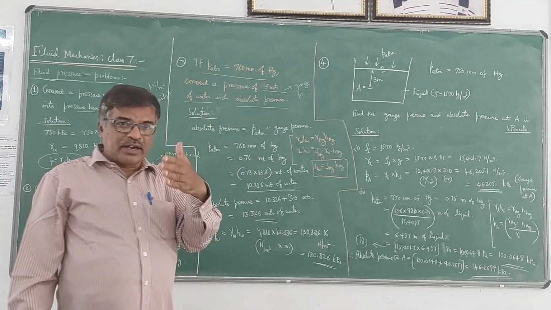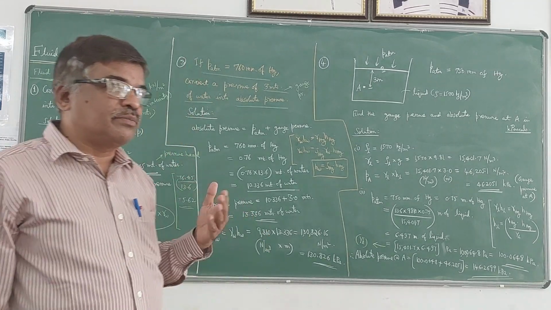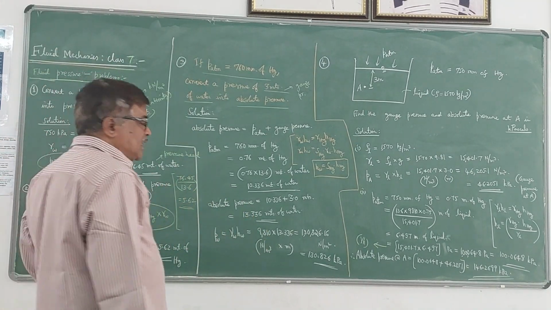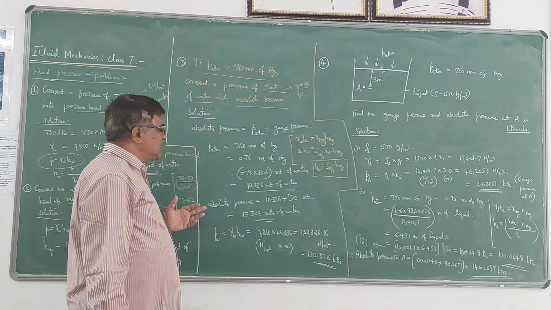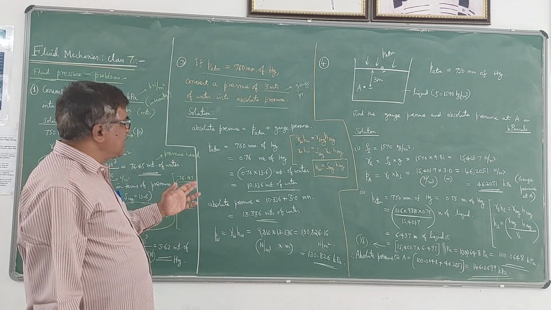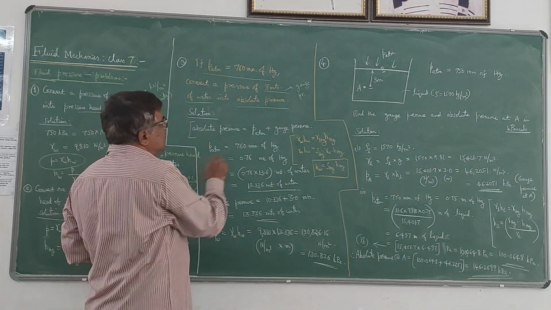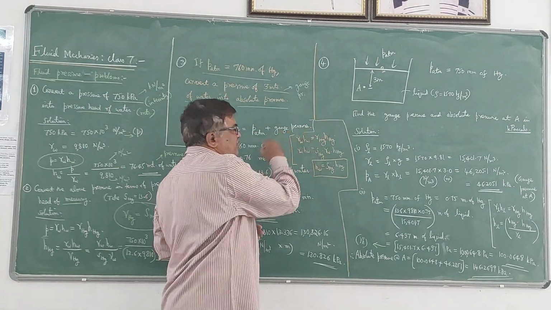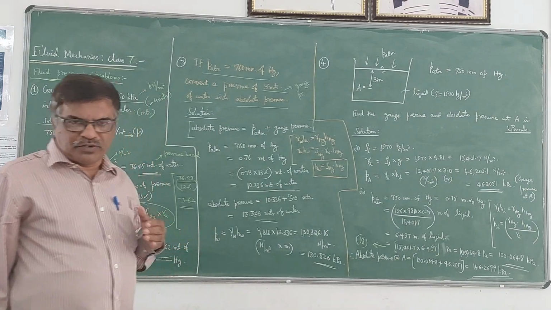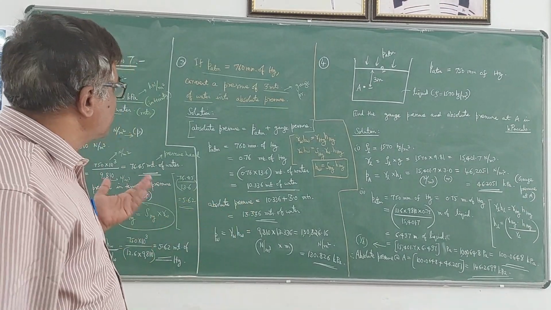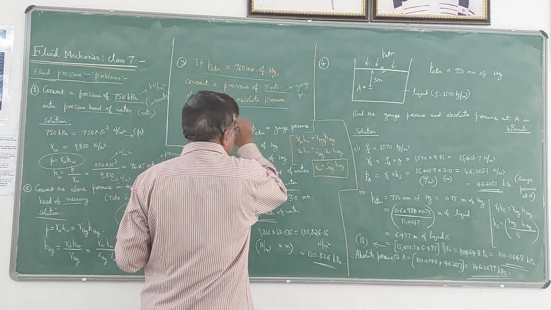Yesterday, in the earlier lecture, I explained the relationship between the absolute pressure and gauge pressure. Absolute pressure is equal to atmospheric pressure plus gauge pressure, if gauge pressure is positive. If it is negative, then it becomes vacuum pressure, so then it becomes minus.